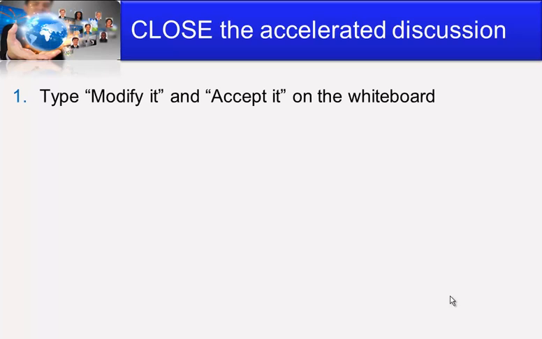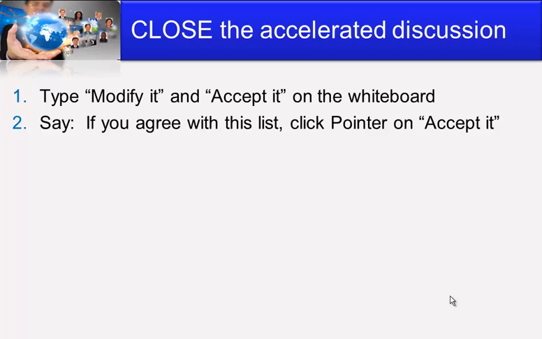The next step in this accelerated discussion is to close it. We need to make sure that we have a finish, that it isn't just left out there in the air as, oh, here's a bunch of ideas that we created. We've got to agree on it or finalize it or do something with it. So at this point, you're going to ask your assistant to type, modify it, or accept it on the whiteboard.